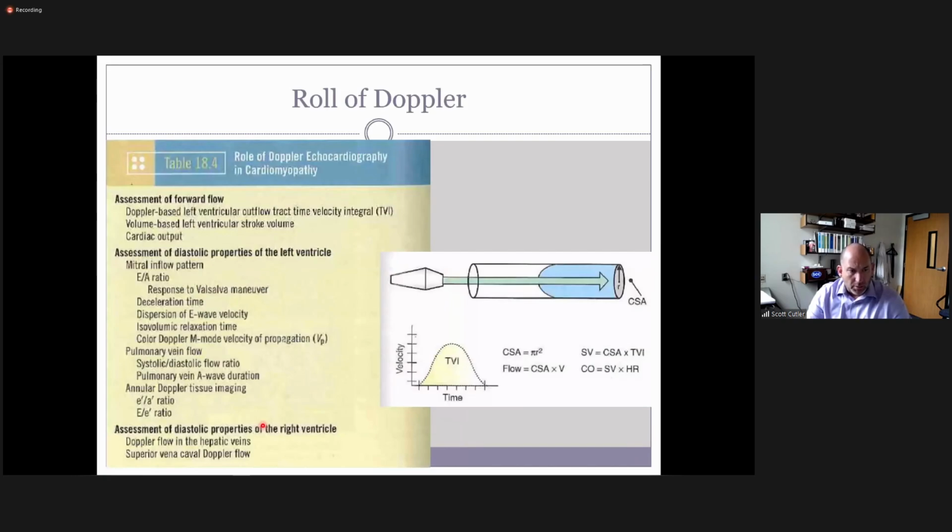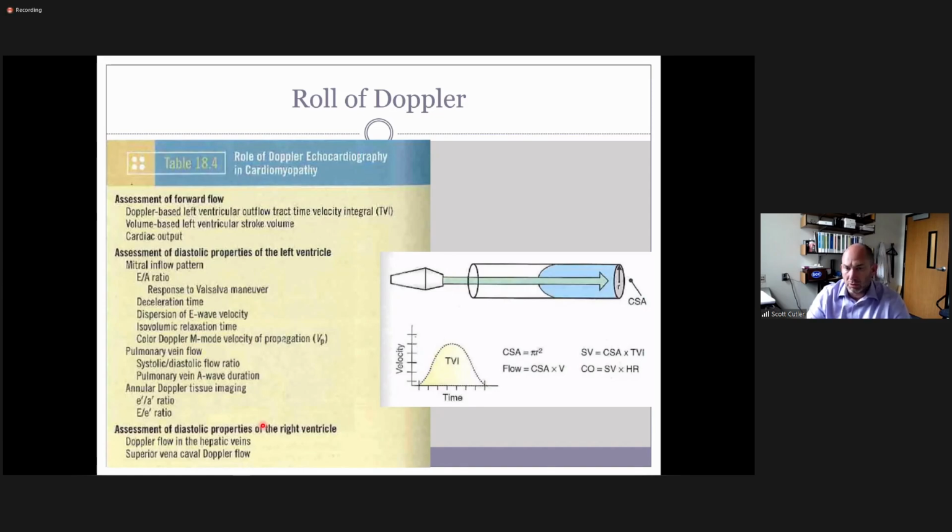Okay, so the role of Doppler. The assessment of forward flow. So obviously we do want to look at forward flow. We're going to be using the LVOT quite a bit to see the flow through it to get our stroke volume and our cardiac output. Now we do that on a routine basis.